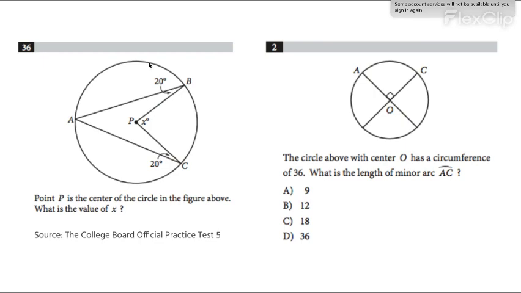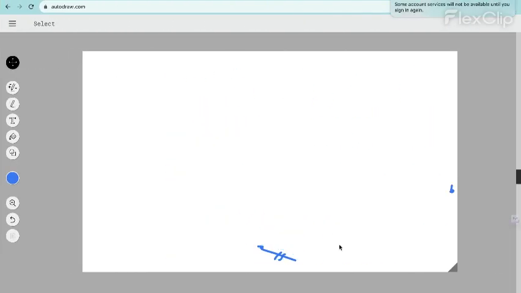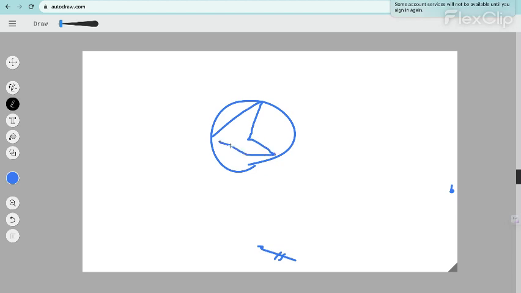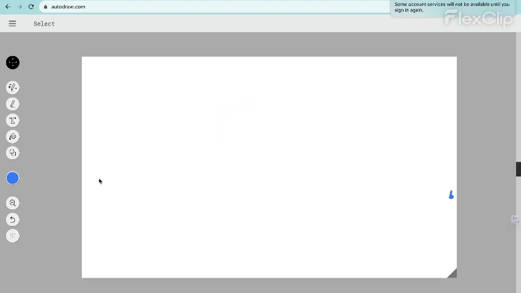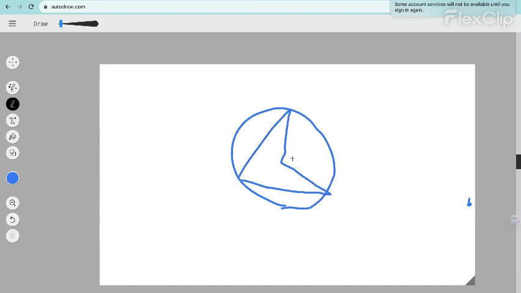And solving this problem, like a lot of other SAT problems, you kind of have to get a little bit creative. So as always, let's start by drawing the shape. We have the circle. This is not a great circle, but we have this circle, and then we have this weird thing that goes through the center, and we're trying to find the angle of this. And we have a triangle like this. We know that this is 20, and we know that this is 20.